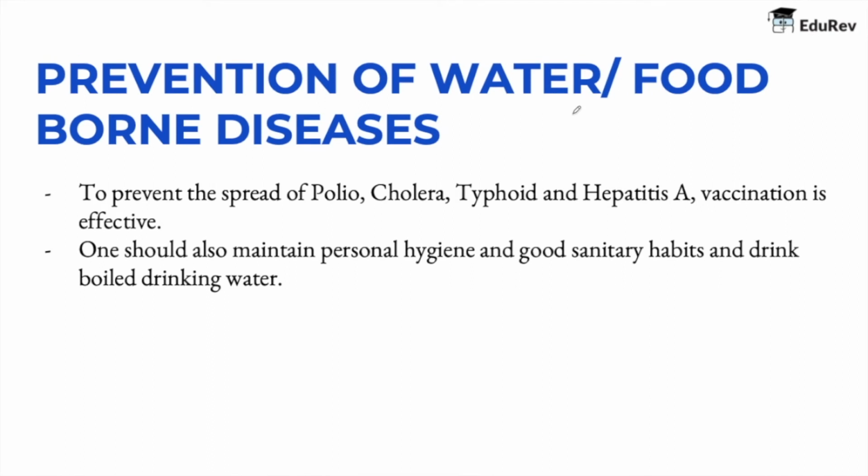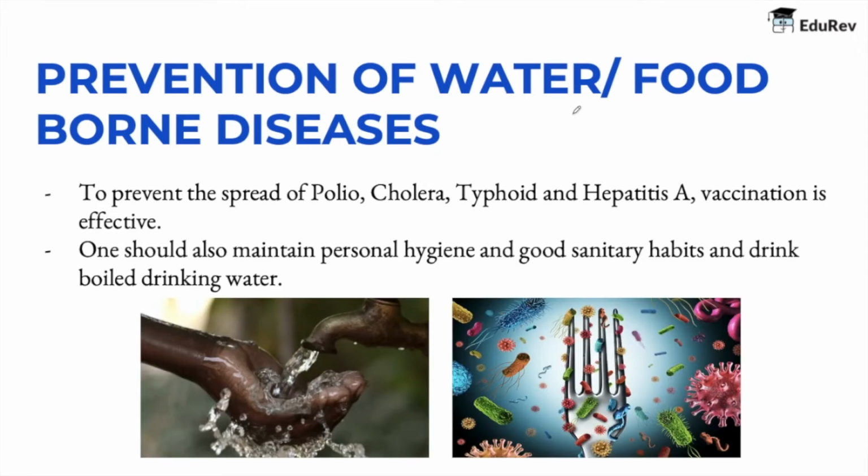Now let's see how to prevent diseases that spread through water or food. To prevent the spread of polio, cholera, typhoid, and hepatitis A, vaccination is effective. One should also maintain personal hygiene and good sanitary habits and drink boiled drinking water and clean food. You should also eat properly cooked food to avoid diseases like cholera.